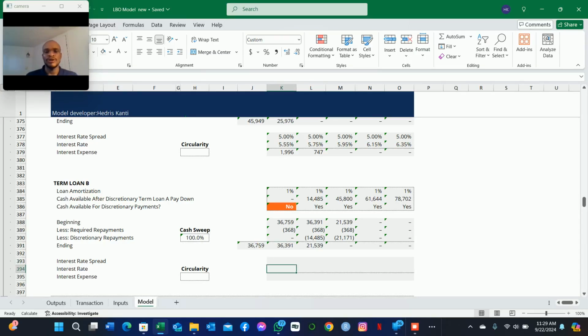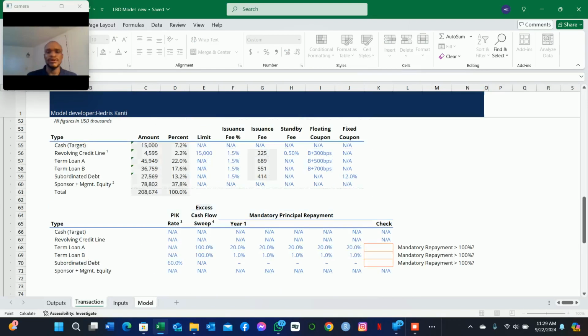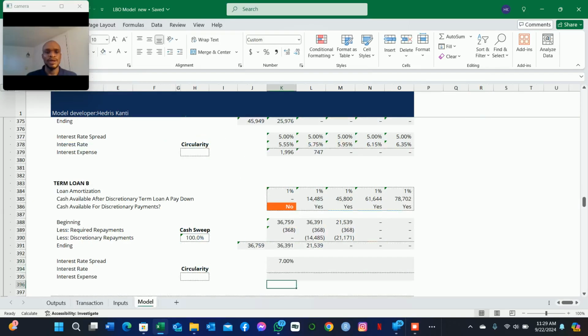So now to account for the interest rate spread, which includes our base rate plus the margin, so any benchmark, we're going to reference the term loan B of roughly 700 basis points. So we take that amount, reference with F4, and then we divide it by 10,000 because we want to convert it to a percentage. So we have it set up at 7%.